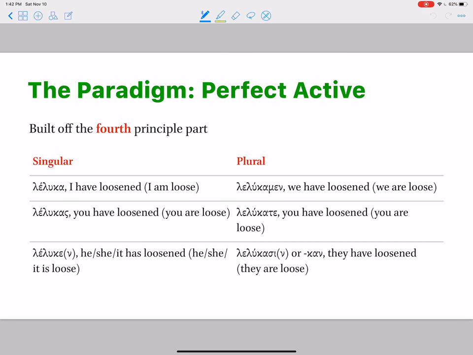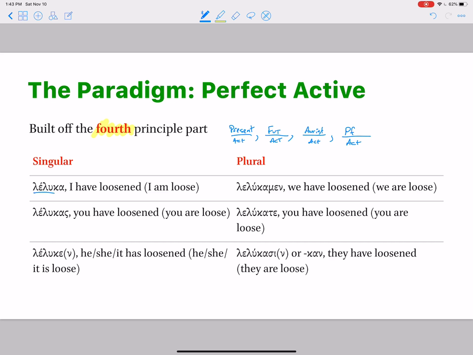Okay, so let's go ahead and look at the paradigm here. So remember, this is built off the fourth principal part. And so if you're looking at your vocab, you can count over, 1, 2, 3, 4. So we have the present active, future active, and then aorist active, and now we get the perfect active. So this is built off that.